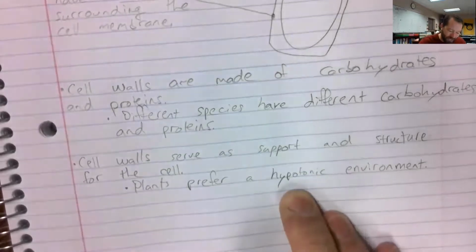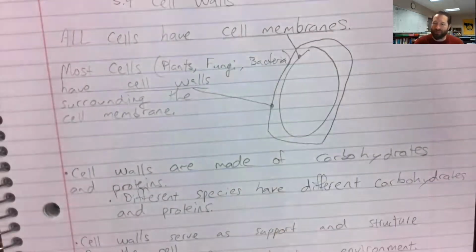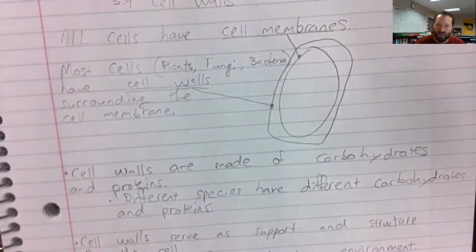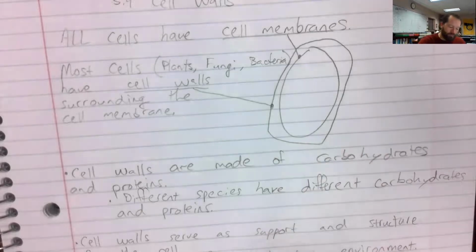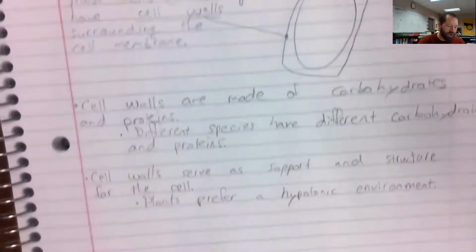But plant cells actually prefer that hypotonic environment. The water rushes in, but the plant cell doesn't get any bigger. It's surrounded by a cell wall that kind of keeps it at a safe size. So the water's coming in, but it doesn't pop. What it does is it moves the water up against gravity by doing that.